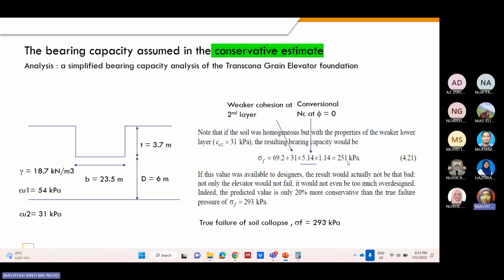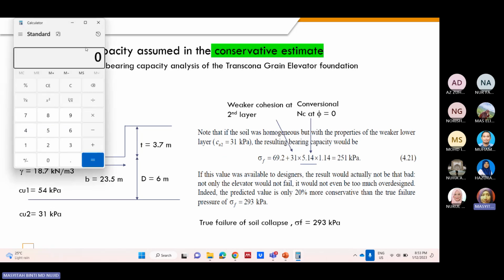So how do we get 251 kPa here? 69.2 ni benda yang kita dapat tadi lah daripada calculation, iaitu gamma darab dengan T. Gamma kita 18.7, darab dengan T 3.7, so you akan dapat dalam 69.2 lah. Kalau you tekan calculator, you akan dapat the answer is 18.7 times dengan 3.7, so you can have 69.2. So ini kita constant. Yang sekarang ni kita nak tengok the effect of the undrained strength lah.